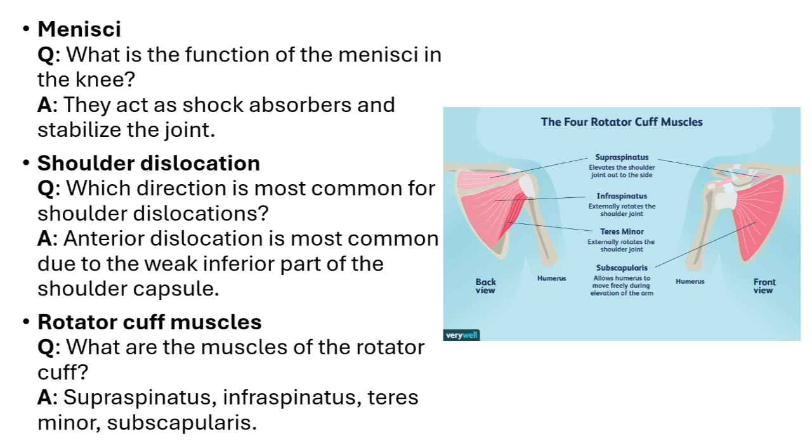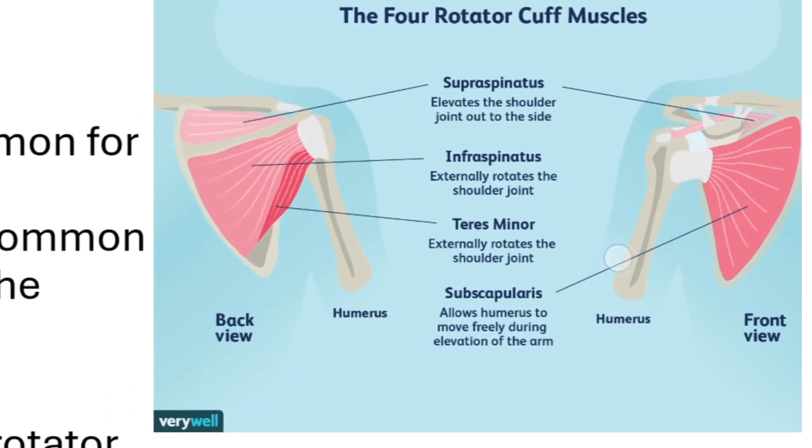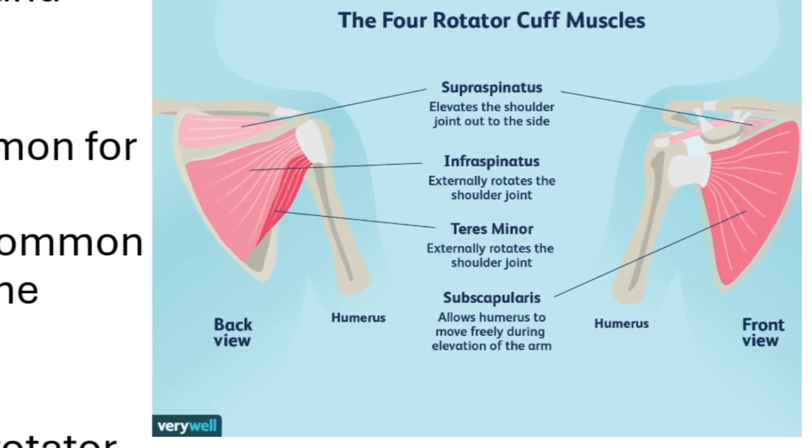Which direction is most common for shoulder dislocation? Anterior dislocation is more common due to the weak inferior part of the shoulder capsule. So what are the muscles of the rotator cuff? It consists of mostly supraspinatus, infraspinatus, teres minor, and subscapularis. You can see in this image as well the supraspinatus, infraspinatus, teres minor, and subscapularis.